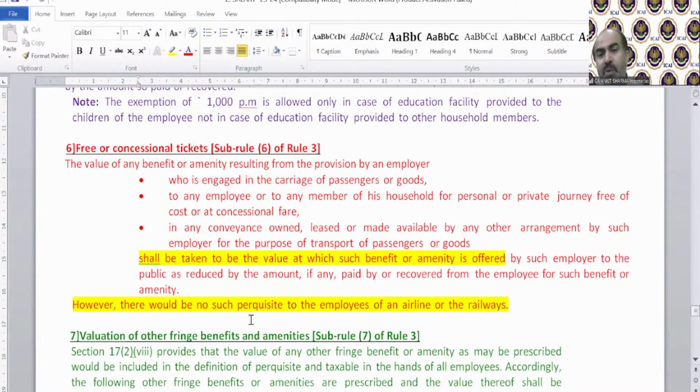But this provision is not applicable in the case of an employee of an airline or railway. In that case, there will be no such applicability, and that is going to be 100% exempted.